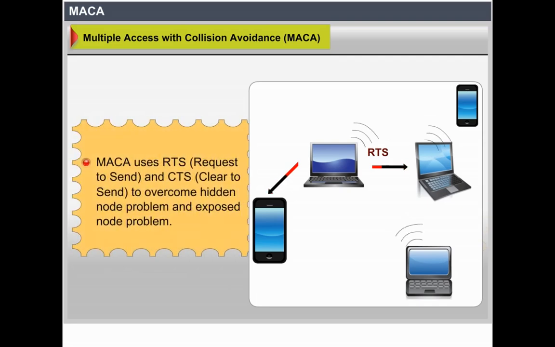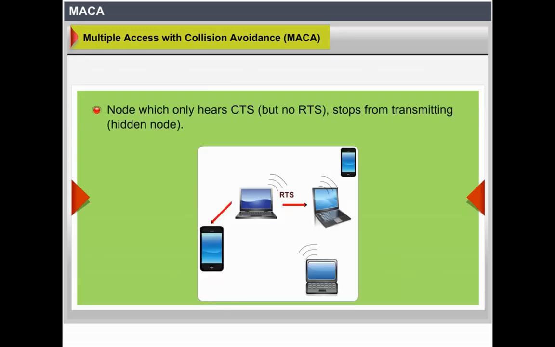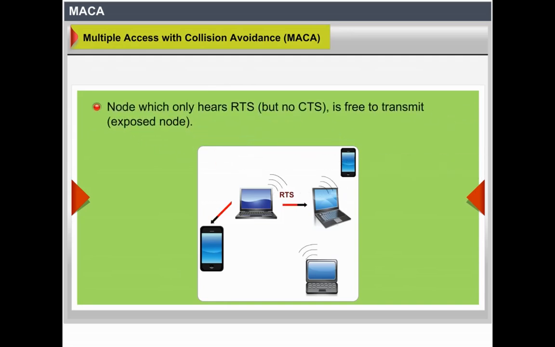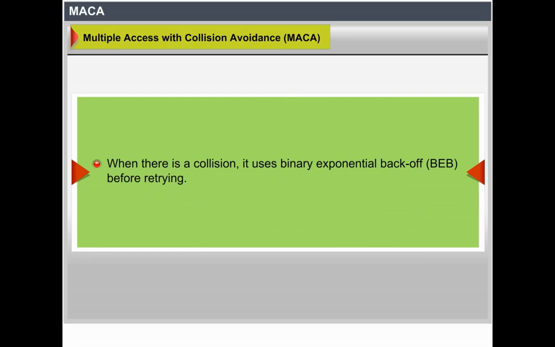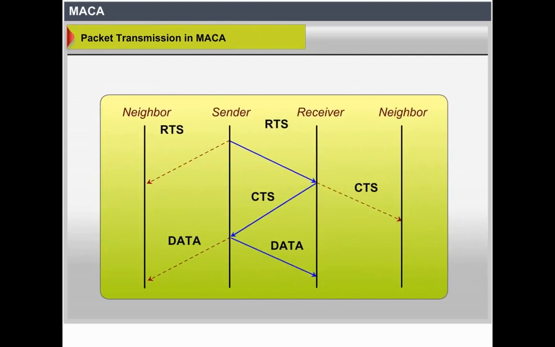MACA uses RTS, request to send, and CTS, clear to send, to overcome the hidden node problem and the exposed node problem. A node which only hears CTS but no RTS stops from transmitting: hidden node. A node which only hears RTS but no CTS is free to transmit: exposed node. RTS and CTS carry the expected duration of data transmission. When there is a collision, it uses binary exponential backoff, BEB, before retrying. The figure below shows packet transmission in MACA.